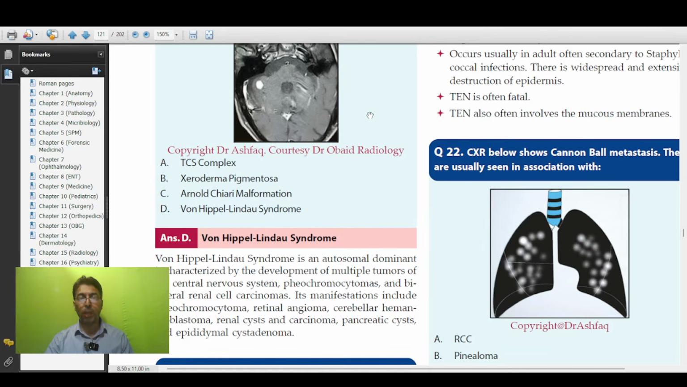So remember cerebellar hemangioblastomas, pheochromocytomas, renal cell carcinomas, retinal angiomas, renal cysts, and pancreatic cysts, which can occur in association with cerebellar hemangiomas as well as VHL syndrome. So that is very, very important.